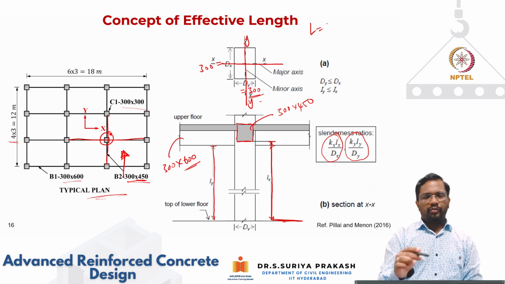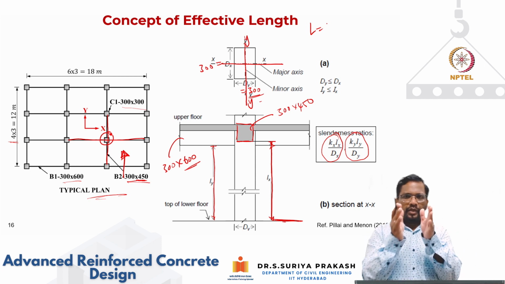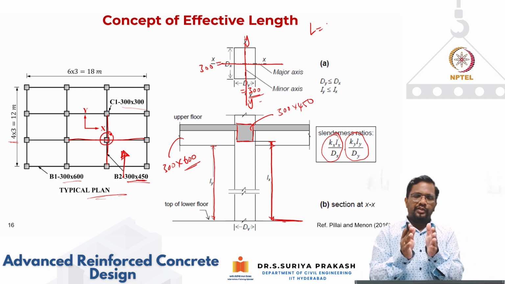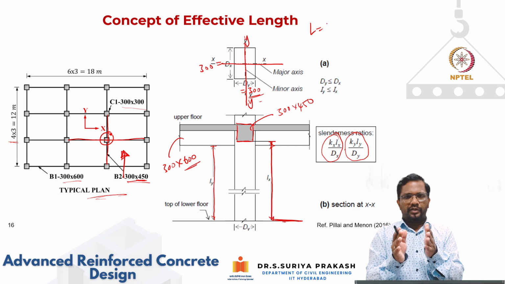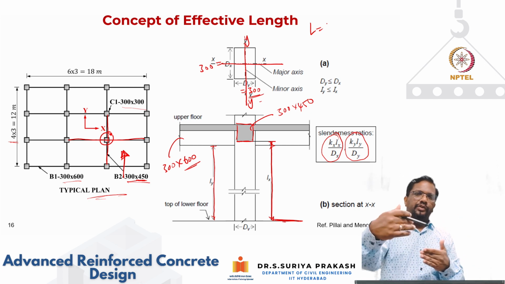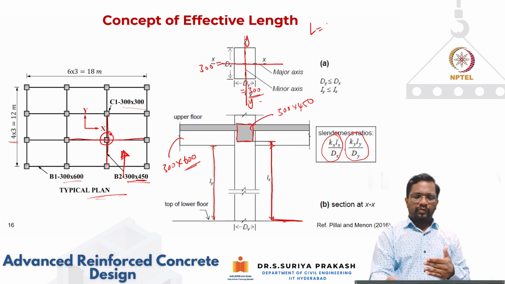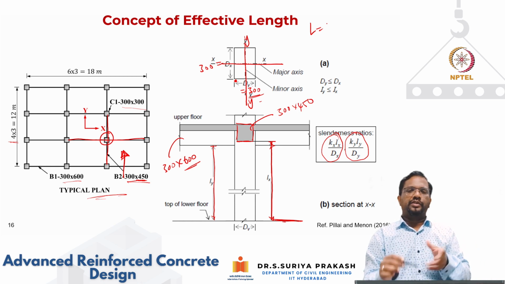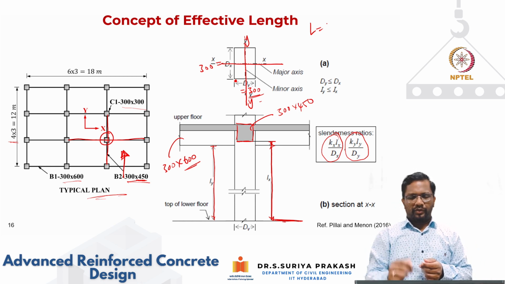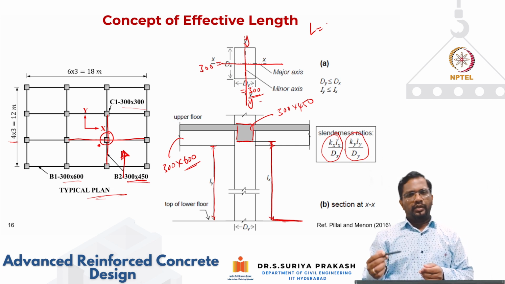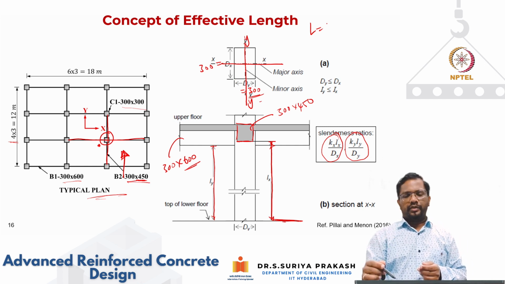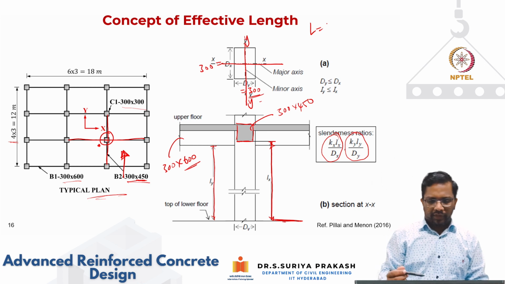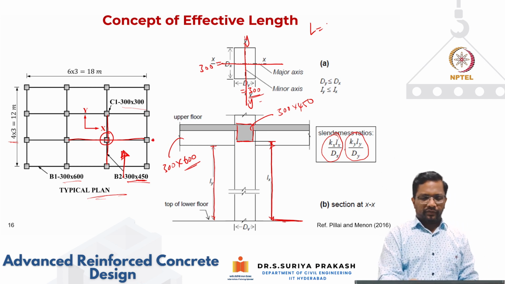So the point I'm trying to tell here is the column is part of a moment resisting frame that is coming both in the x direction as well as the y direction. So you have to look at the axis about which you are considering the slenderness ratio. Appropriately, you have to choose the unsupported lengths to calculate your slenderness ratios, right? So in this case, we have talked about this.